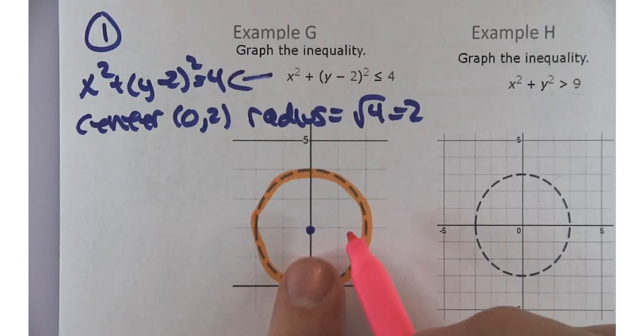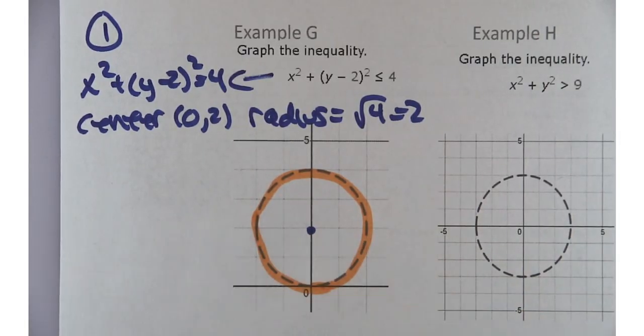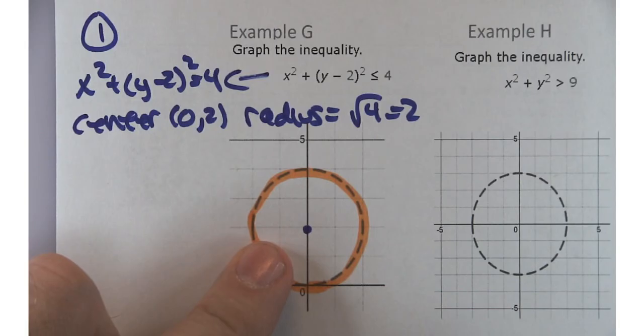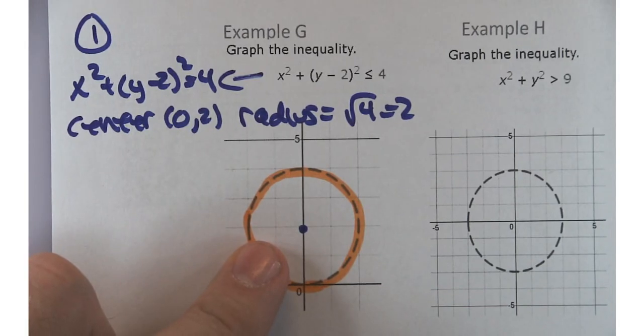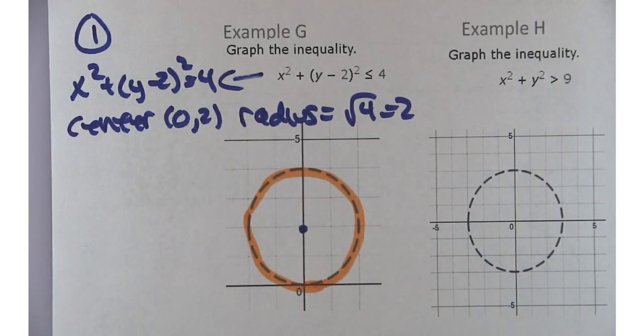So there's my graph. I've got to decide where I want to shade. Do I want to shade inside or outside of this inequality? Good question. How am I going to answer that question? Where I want to shade, inside or outside? Yeah, with a test point. So what's a good test point?